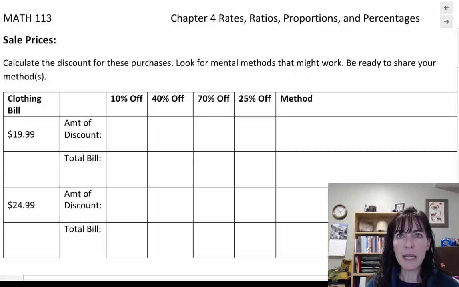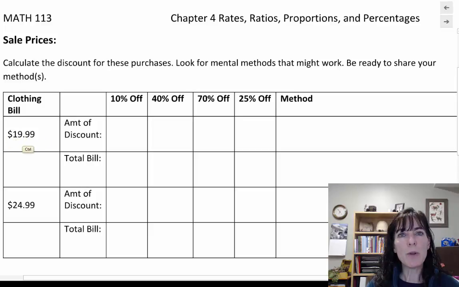And one of the reasons I like you to do that is because it's so much quicker in the store if you can think about the price of the item, round it to something nearby, and then figure out what the sales price would be based on the percent discount that they're offering. Okay, so here's a clothing bill. I'll show you one and then I'll let you try one and show you the answers after.